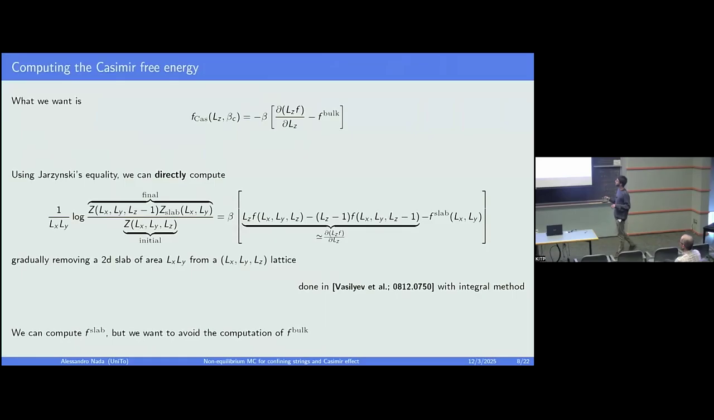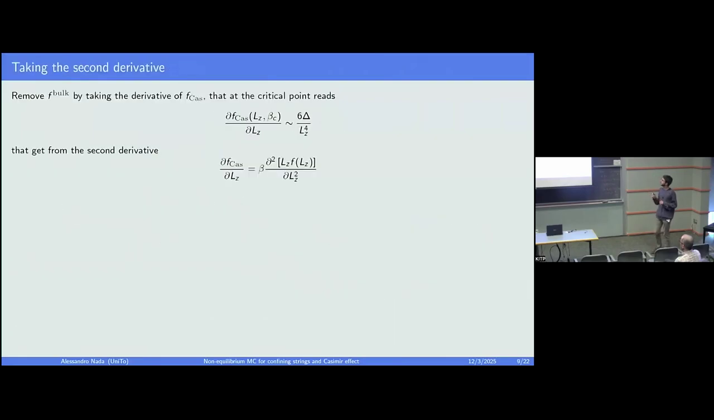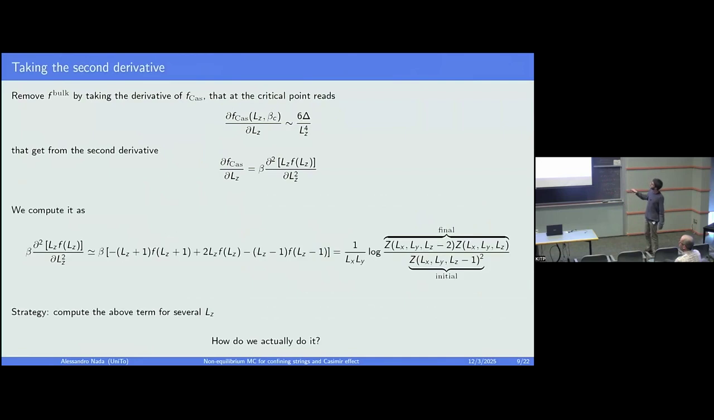And this is what we could do, but if you want the Casimir energy, we have to remove F bulk. It's another problem that you didn't want to tackle. So what we are going to do now is to take the derivative again of the Casimir energy. This is the expected scaling at the critical point. And this is literally the second derivative of a partition function. And now it gets a bit complicated, but also a bit more fun. I'm going to write this second derivative of this free energy in this way. This is just a standard discrete derivative of a discrete derivative. And this is the ratio of partition functions that we're looking at.